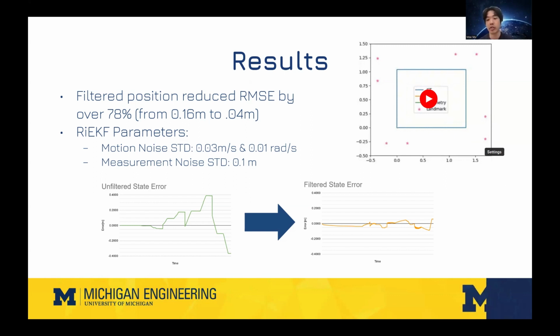And this filter reduced the root mean square error by over 78%, from an error of 0.16 using odometry to 0.04 meters. And the parameters we used to tune this extended Kalman filter had a resultant motion noise standard deviation of 0.03 meters per second in linear velocity and 0.01 radians per second in angular velocity, with a measurement noise standard deviation of 0.1 meters. And these values make sense based off of some of the measurements we took and compared it to. So for the most part, we tested that this Kalman filter works pretty well given the results of our data.